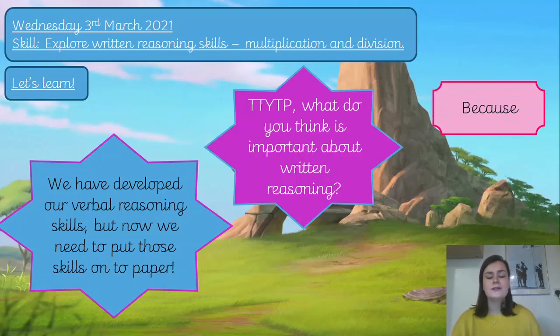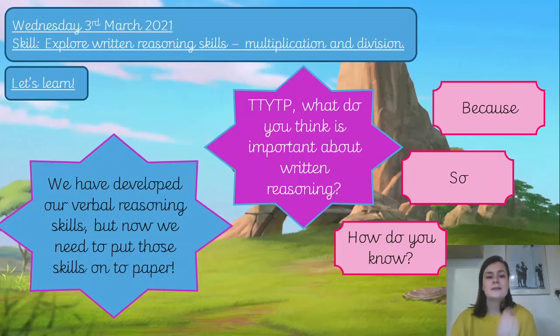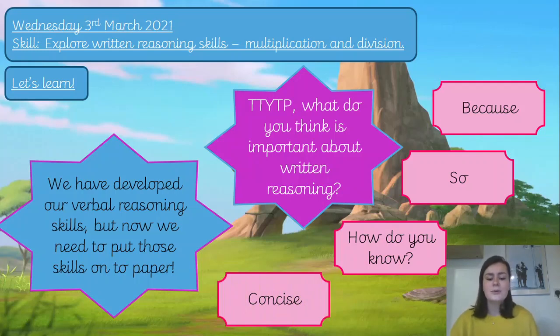Okay, so we need to include those conjunctions, because and so. Just like we did when we were talking and verbally reasoning, we need to make sure that they also go into our sentences that we're writing, because of course we are writing full sentences. Even though it's maths, with reasoning it will always be a full sentence. We need to keep asking ourselves that question that you practiced yesterday. How do you know? How do I know that 15 take away 10 equals 5? How do I know that 15 divided by 3 equals 5? Lots of things about 5 today. So making sure that it is very clear in your answer, that once you read that, the reader knows exactly how I know the answer is correct. And a new one for today, you might not have thought about, but keeping it concise.